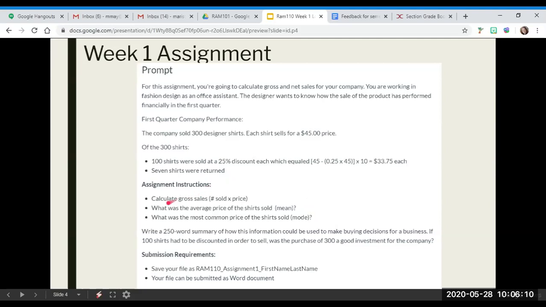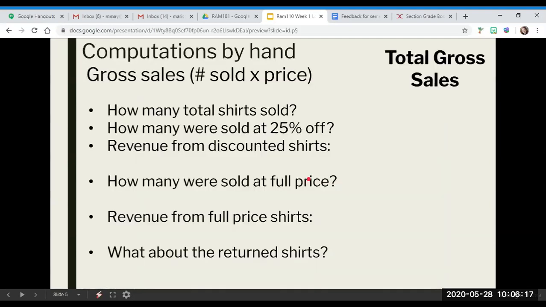Let's break down this first one, the gross sales. I actually have some step-by-step here with our instructions that I think will walk us through. Our questions here will lead us into our total gross sale, which is what we're calculating over here. So the first thing we're asked is, how many shirts were sold? If we remember from the pieces of information we were given from the prompt, we were told that there were 300 shirts sold. And of those 300, 100 of them sold at a discount.